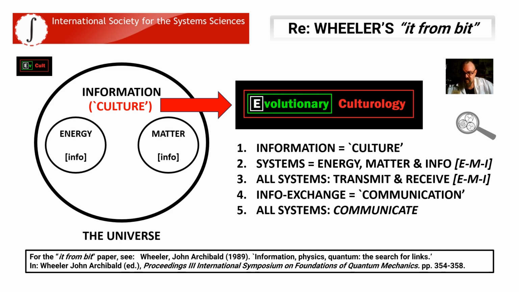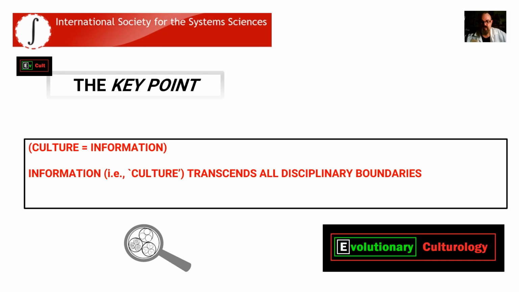So information is called culture. And all systems communicate, which is why communication science and information science doesn't respect any disciplinary boundaries. It just goes through everything. Next. So the key point: culture is information. Information transcends all disciplinary boundaries, like it or not, and a lot of people don't.